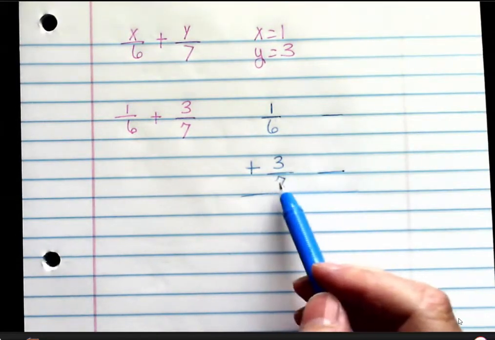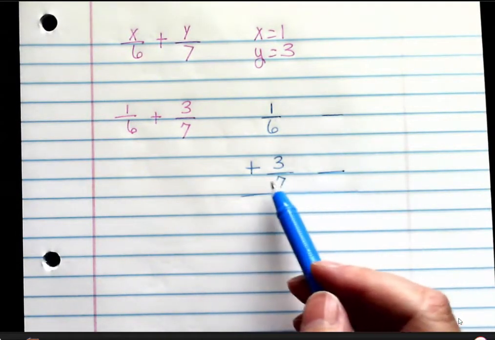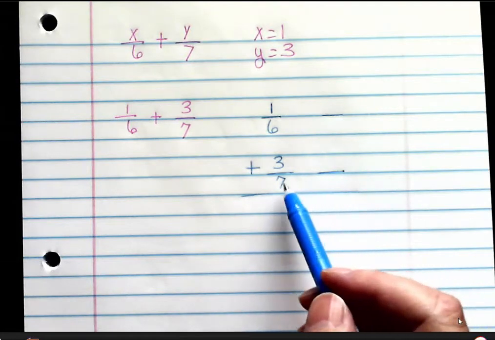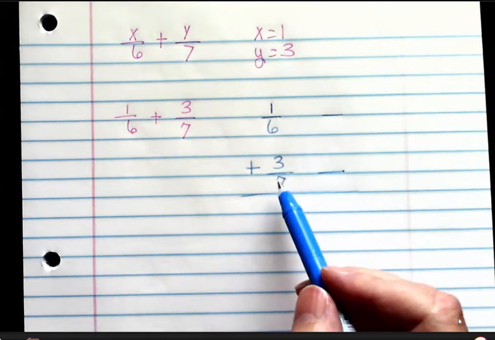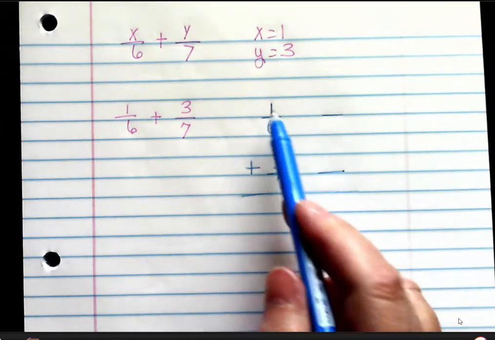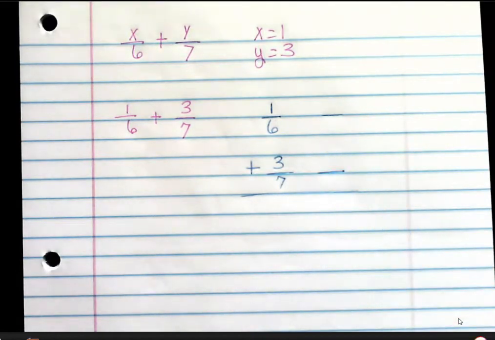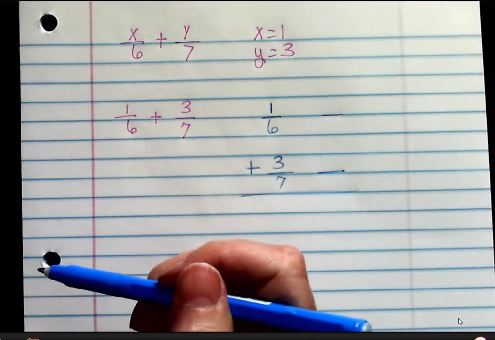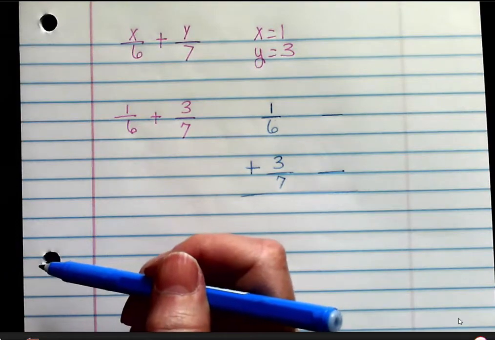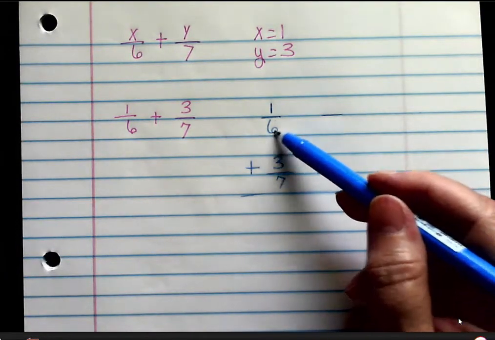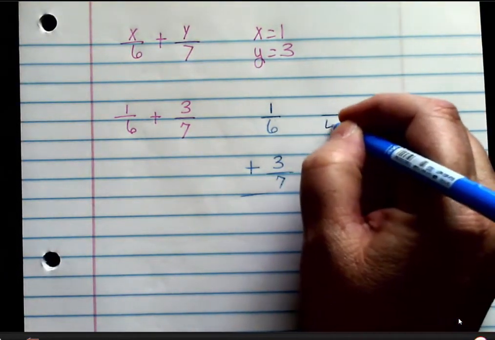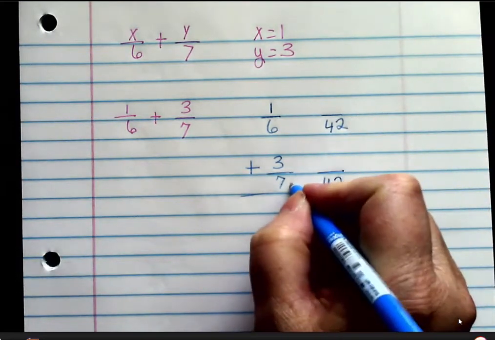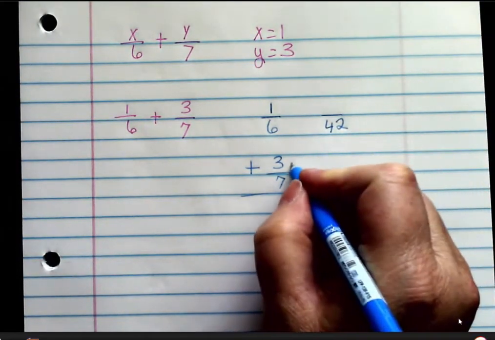Now, if you look at 7, you want to list the multiples of what 7 will go into, but eventually you're going to find out that you're actually just going to multiply 6 times 7. That will always work to find your common denominator. It's not always the best way, but it will always work. So my common denominator is 42. 7 times 6 gives me 42.